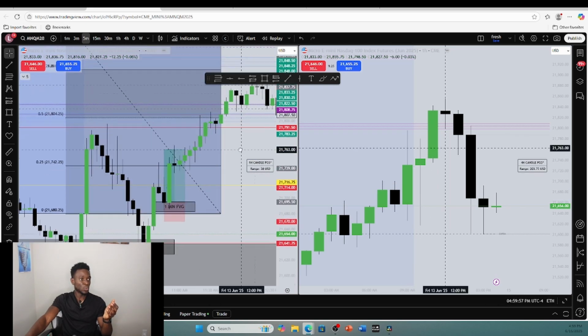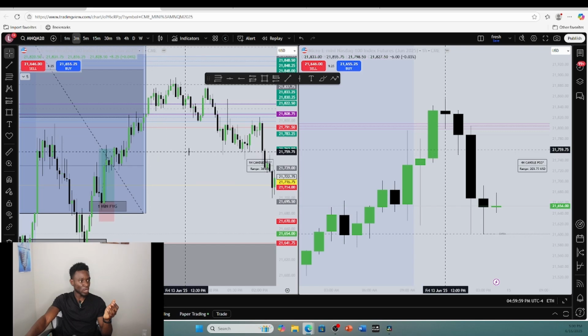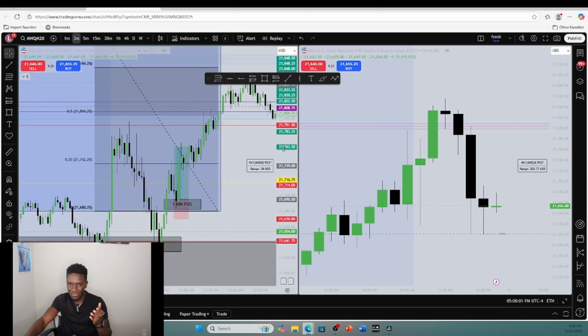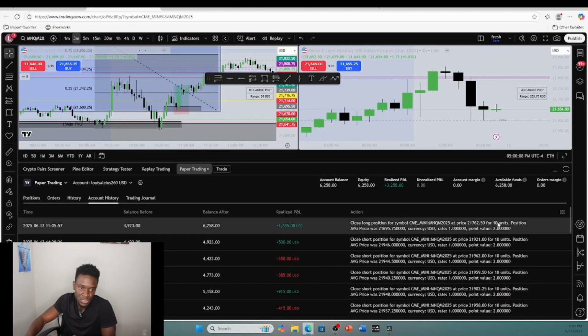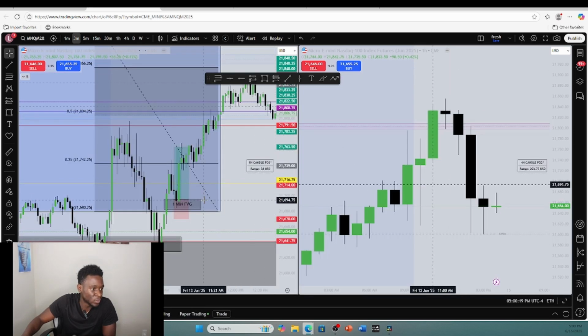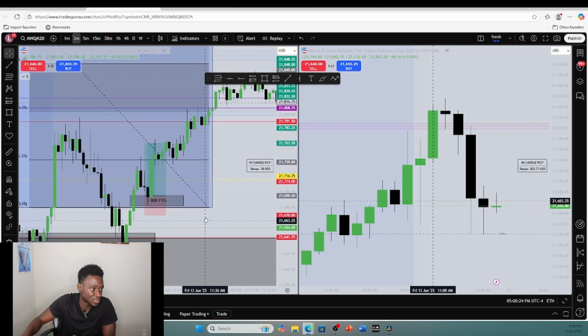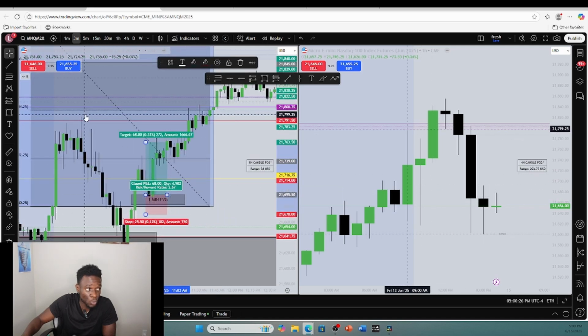Okay, so I want to show you guys where I took this trade. I wish I took it on my live or funded account, but I didn't. I took it on my paper trading account. As you can see here, 10 units on a micro contract. Closed position at price 21,762. Average price was 21,695. That's where we entered at about a 25 pip stop loss, and we attacked the liquidity. But I closed around 21,763.